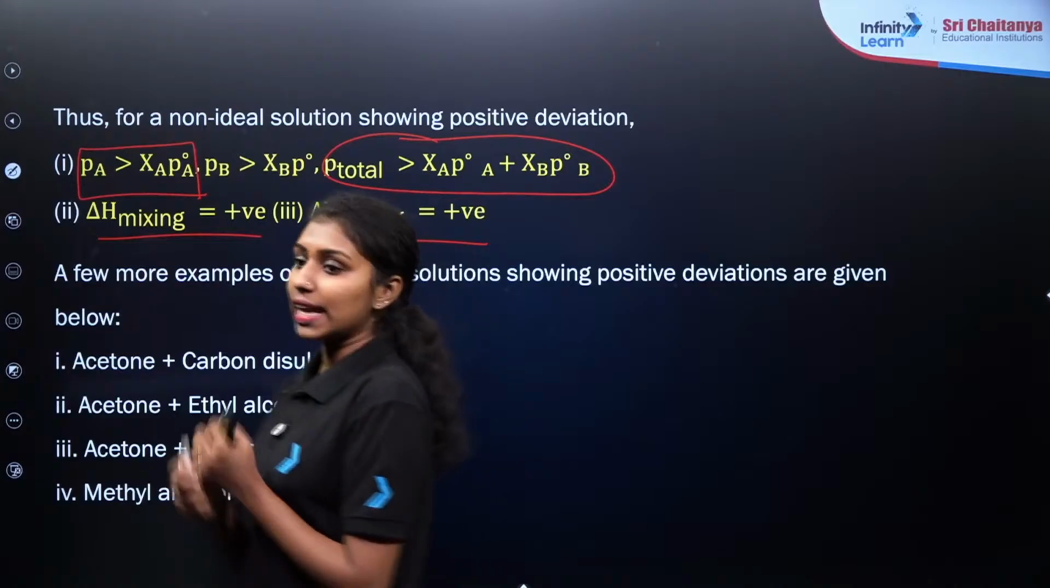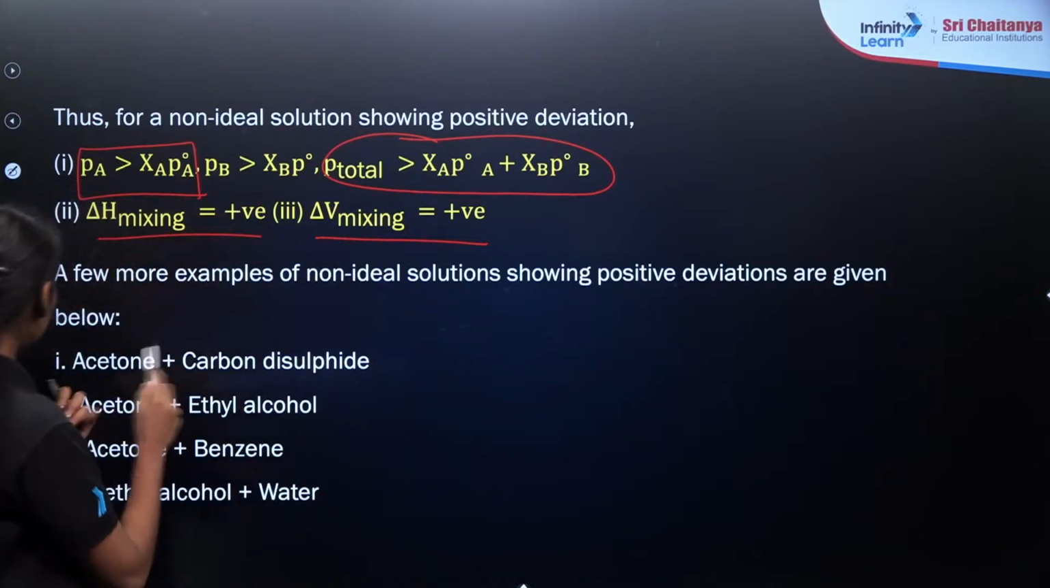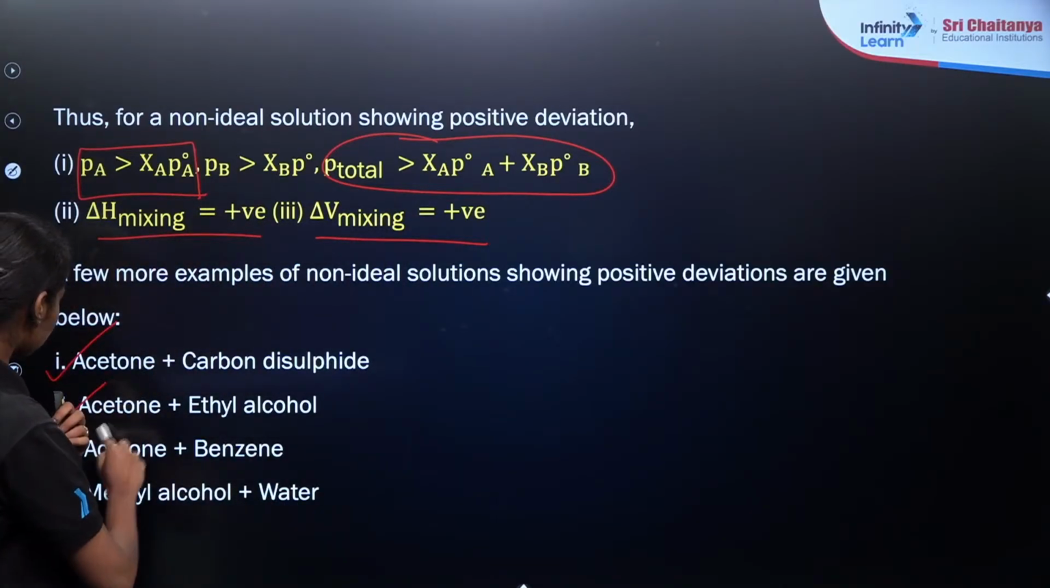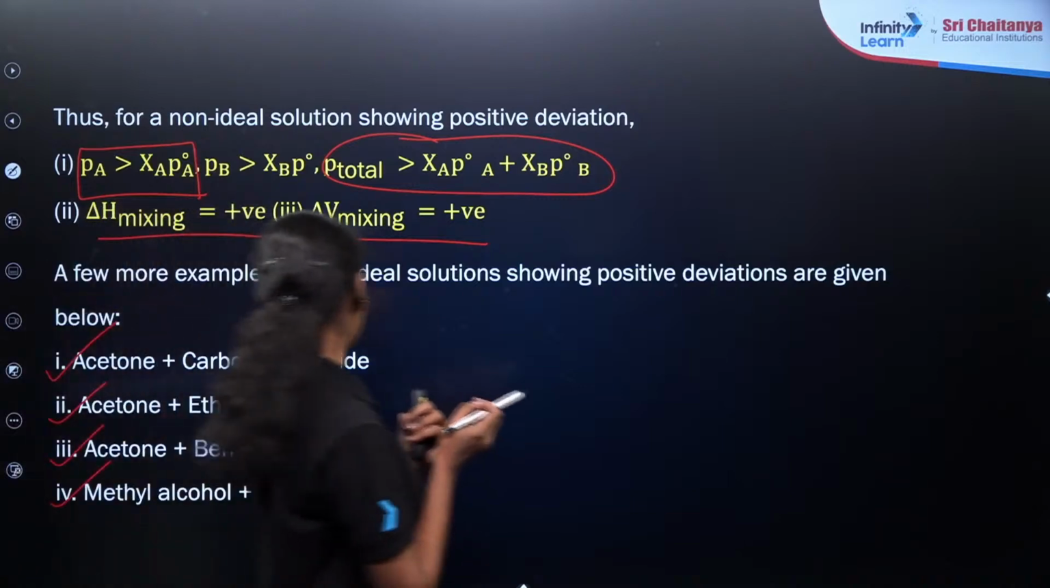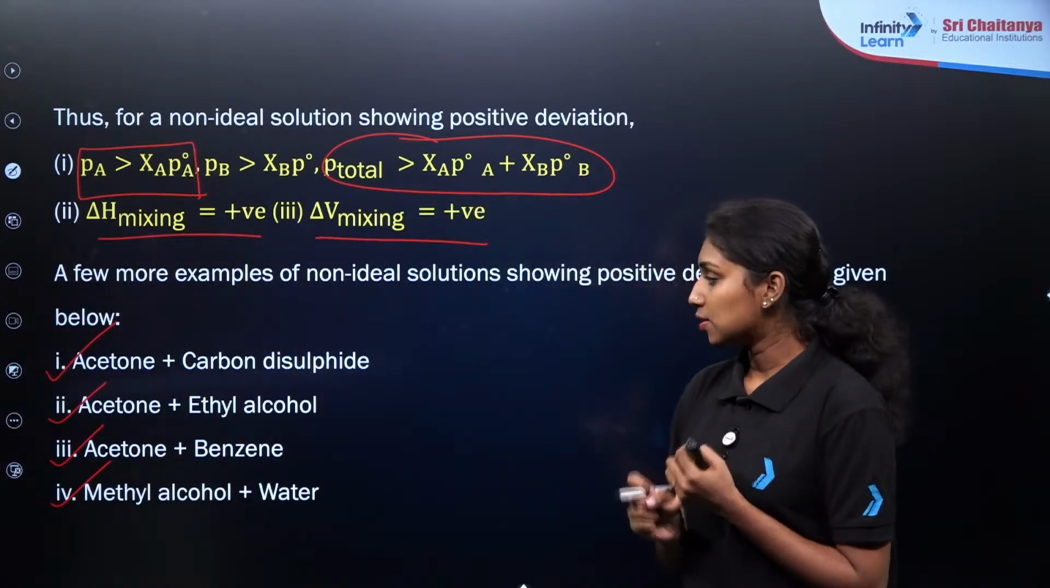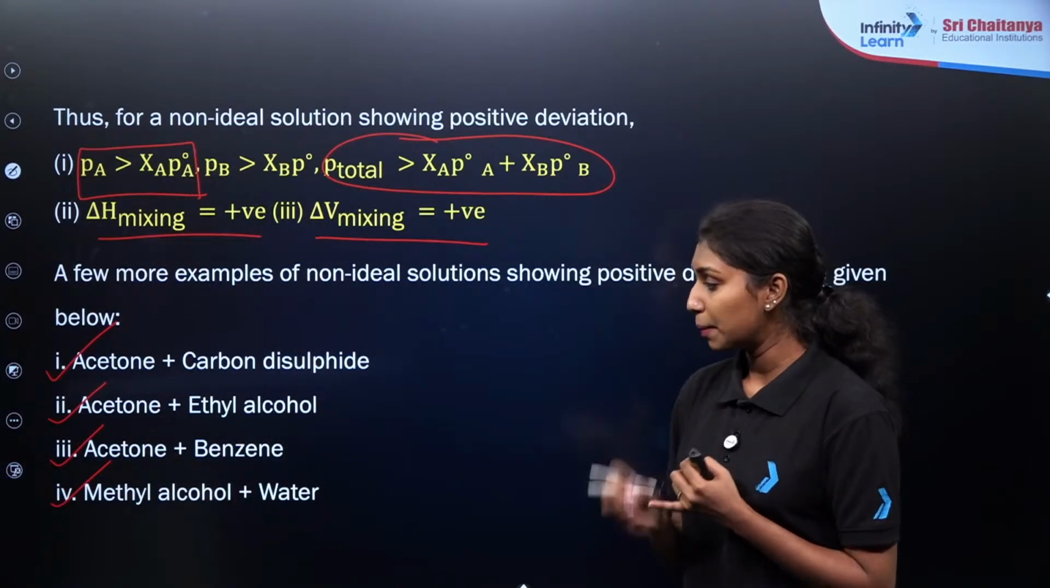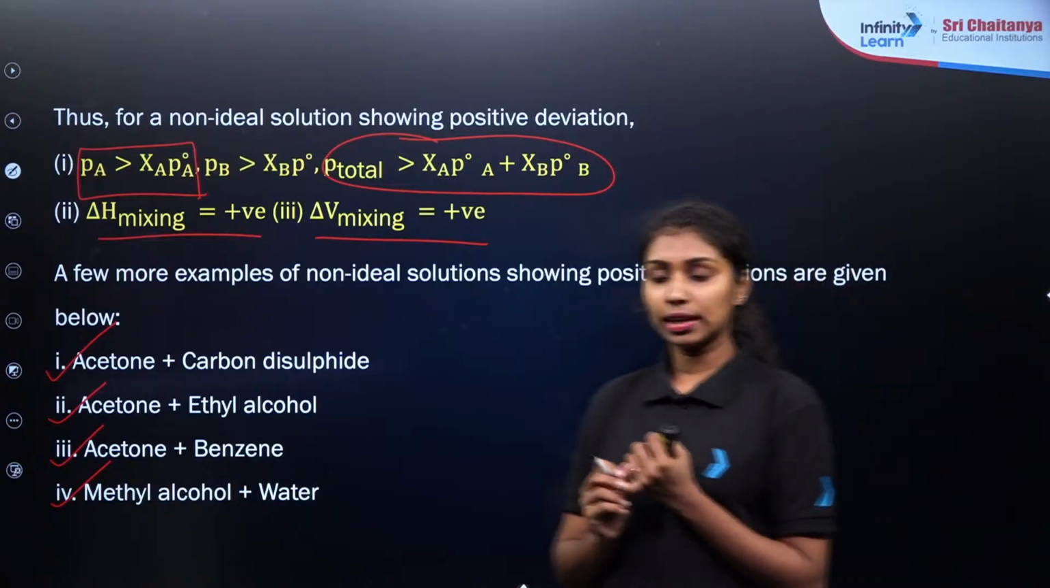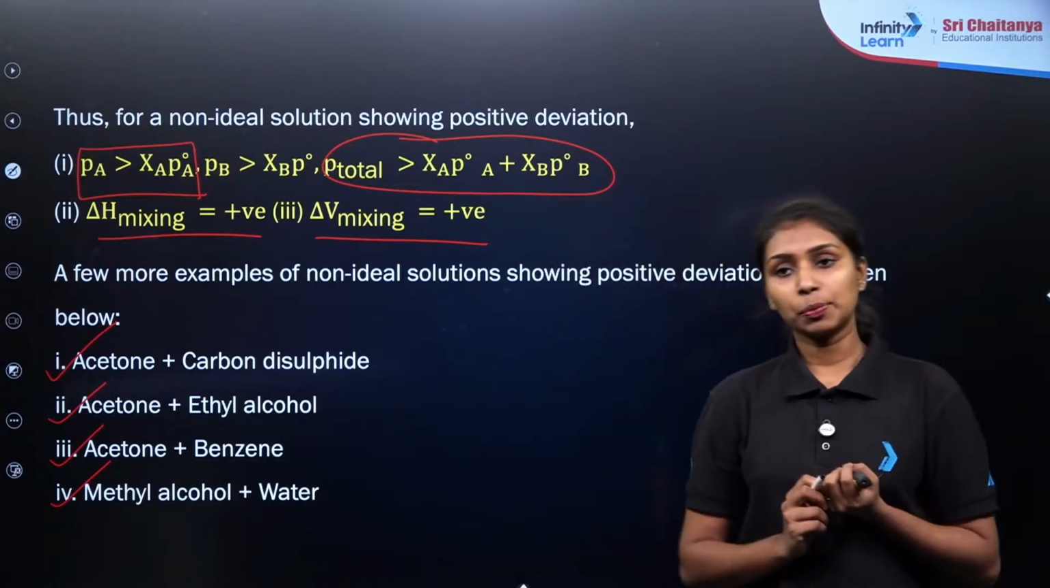Again, we need to focus on the examples here. These are the given examples in the NCERT textbook: acetone plus carbon disulfide, acetone plus ethyl alcohol, acetone plus benzene, and methyl alcohol plus water. Clear? For the positive deviation.